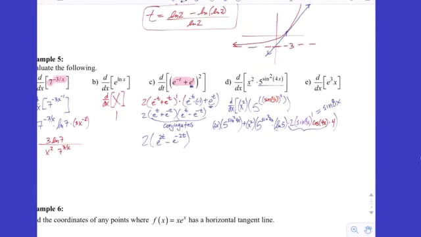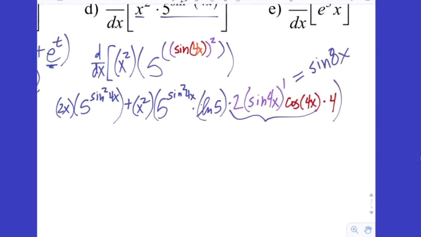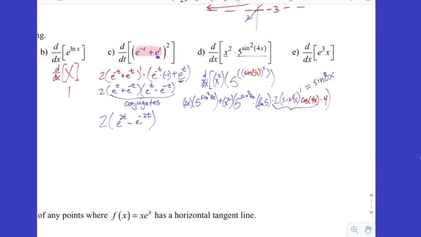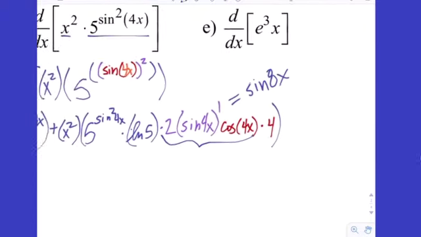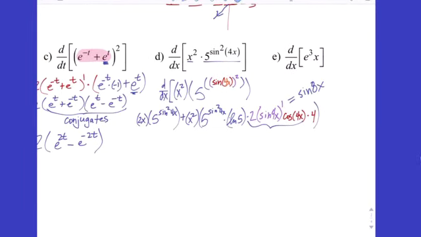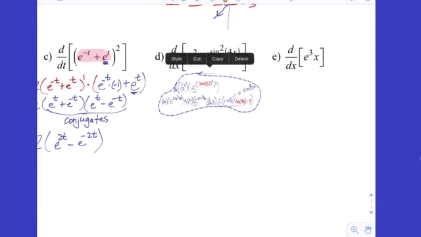But I'm not going to clean anything else up. The purpose of this one was just to unpack the boxes using our new rules. Of course, the chain rule is always there. And then we get to the last one, E. So let me kind of shrink this down so we're not encroaching on the space.